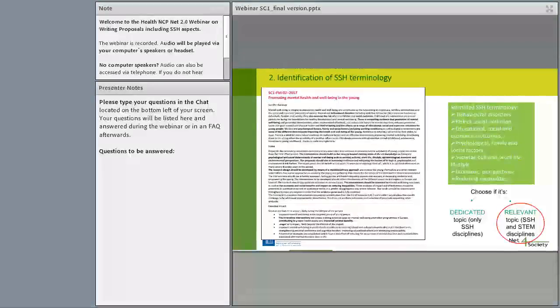This is another example, again taken from the Work Program 2016-2017 of the Societal Challenge number 1. The topic is number 7, Personalized Medicine 7, 2017, with a deadline in 2017, promoting mental health and well-being in the young. So this is a very complex topic, and again, I highlighted for you the SSH terminology for this topic. Again, this topic is SSH flagged. It's not something that I tell you just to say something, but it is recognized by the Commission.